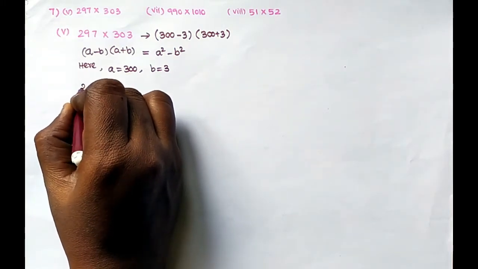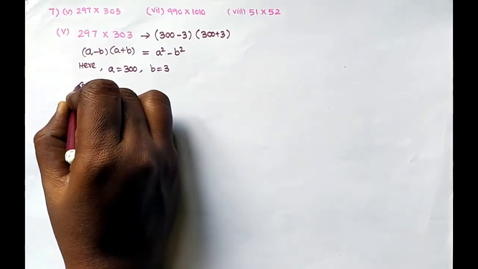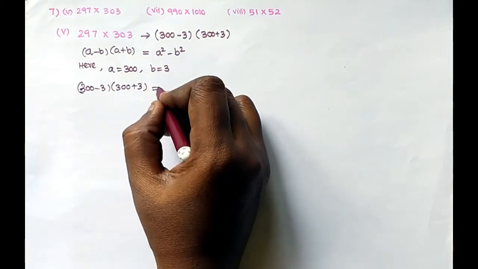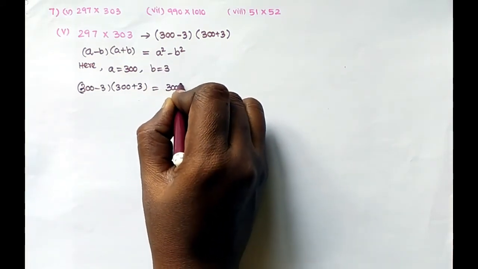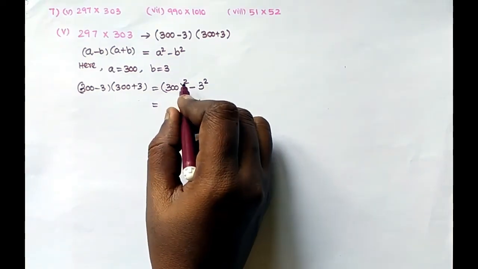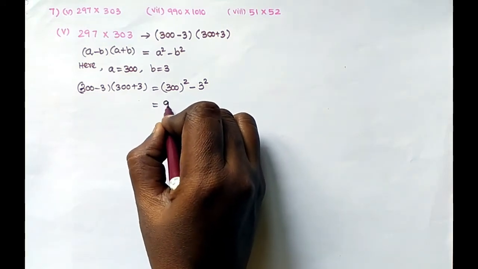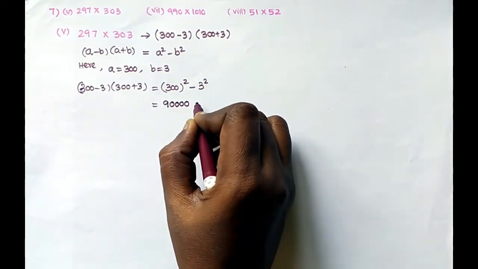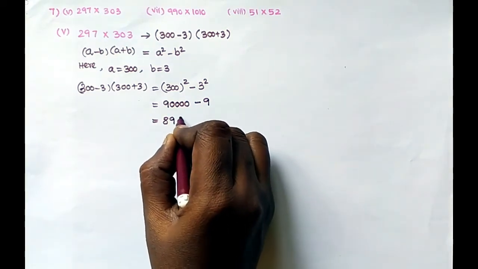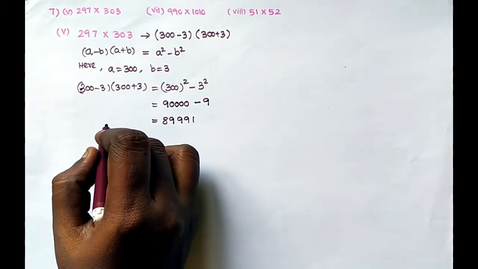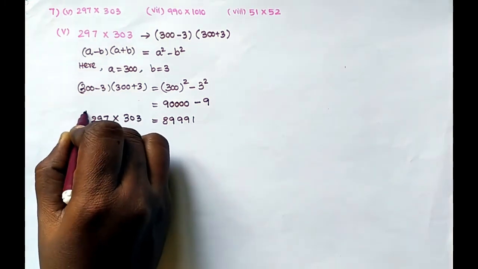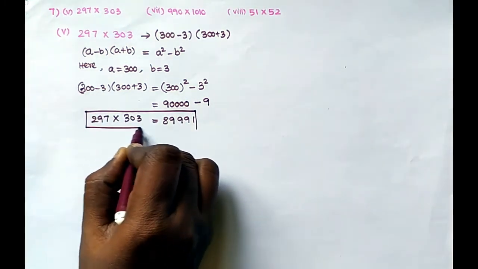So (300 minus 3) into (300 plus 3) is equal to a squared, that is 300 squared, minus 3 squared. That is how much? 90,000 minus 9, we get 89,991. Which one is this? 297 into 303. That is the answer.